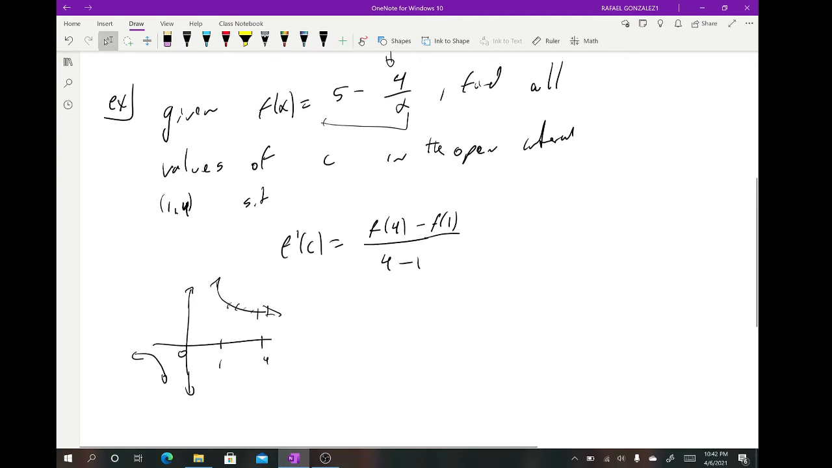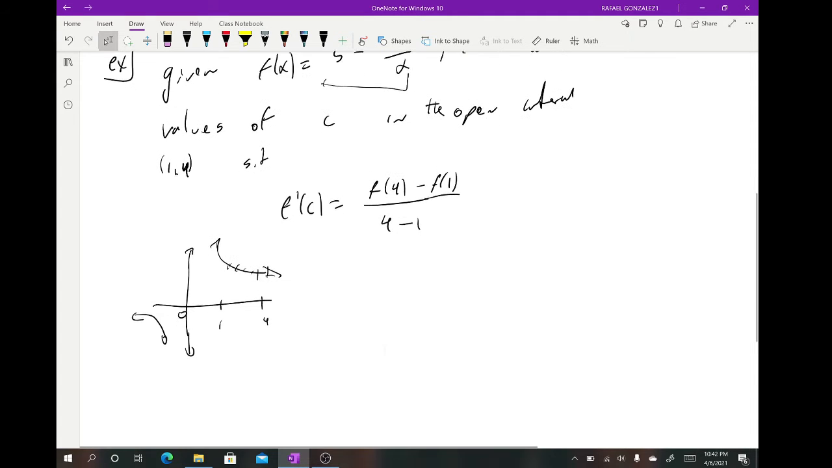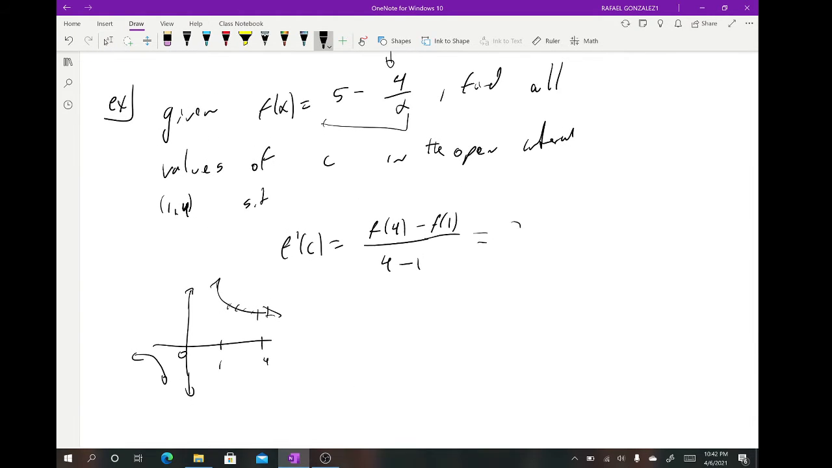All right. Now, because f is continuous on the interval 1 to 4 and it's also differentiable in this interval, we know that there will exist one number c in (1, 4) such that the derivative is going to be equal to whatever this is equal to. So what is this equal to? Remember, the derivative at c is going to be equal to the difference of the evaluation at the endpoints over the difference in the endpoints. So this is going to be equal to f of 4 minus f of 1 over 4 minus 1.